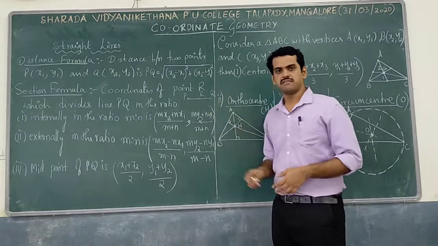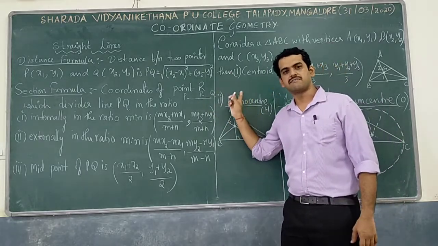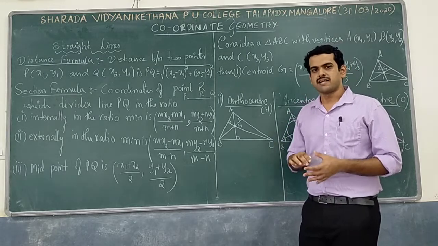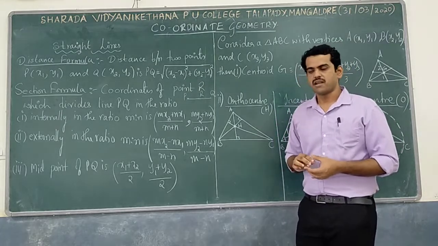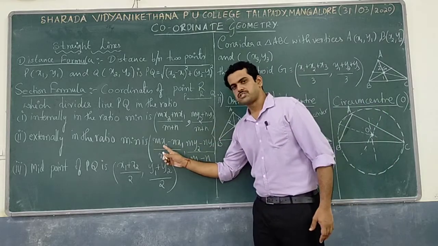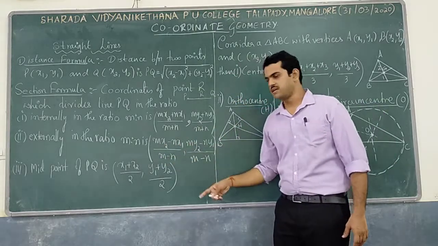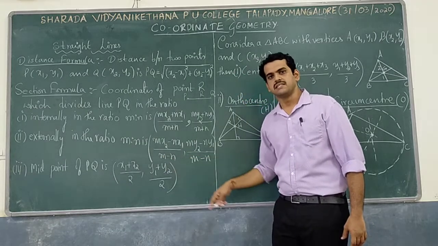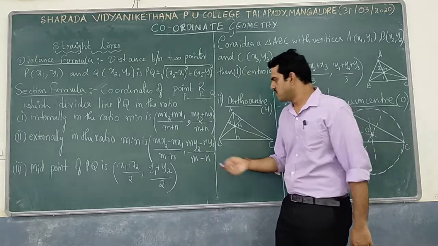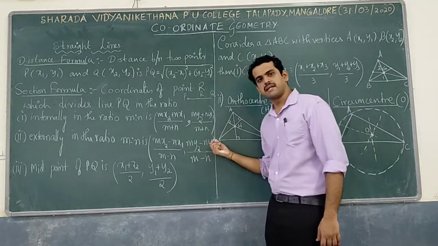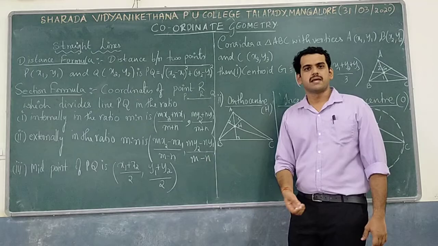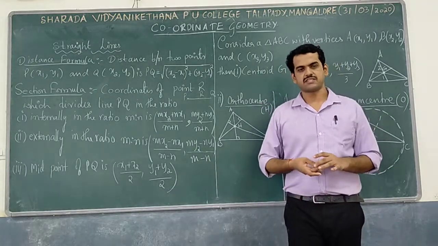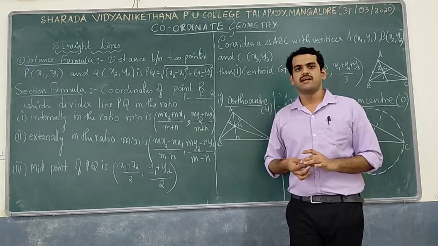Now, instead of internal division, if the point R is dividing externally the line segment PQ, then the formula slightly changes and the formula comes out to be (mx2 minus nx1) divided by, instead of plus, now minus, (m minus n). Similarly, for the y coordinate also, it is going to be (my2 minus ny1) divided by (m minus n). So we can see that plus sign becomes minus sign everywhere. That is the only change we have got for external division.